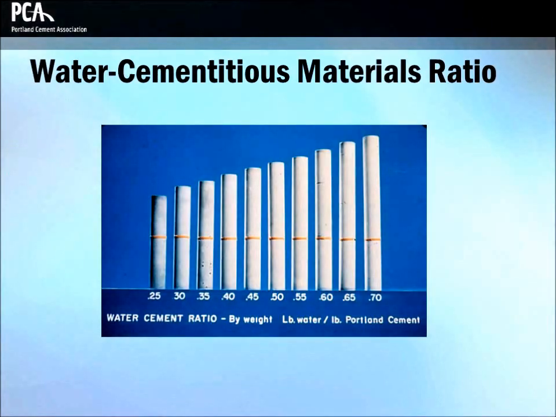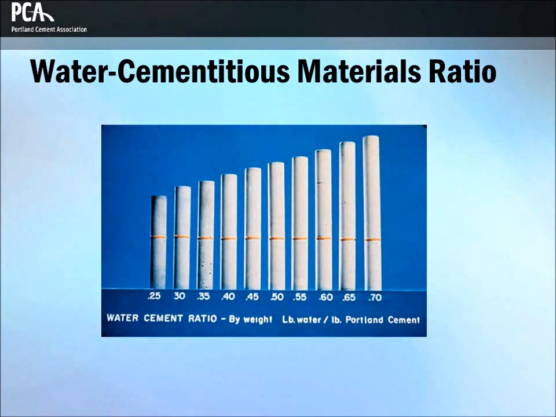Ten cement paste cylinders with water-cement ratios from 0.25 to 0.70. The band indicates that each cylinder contains the same amount of cement. Increased water dilutes the effect of the cement paste, increasing volume, reducing density, and lowering strength.